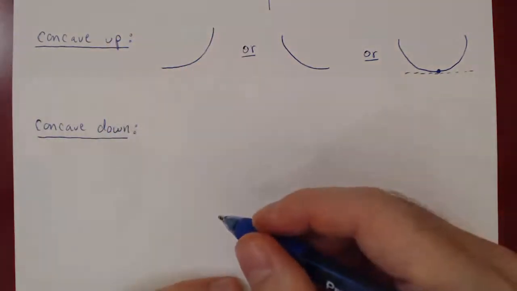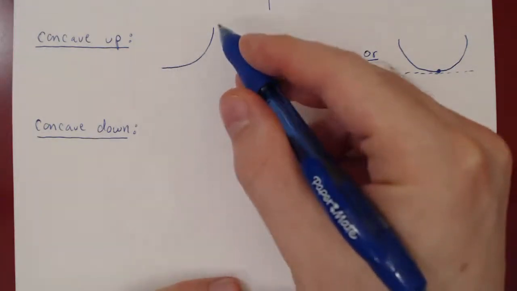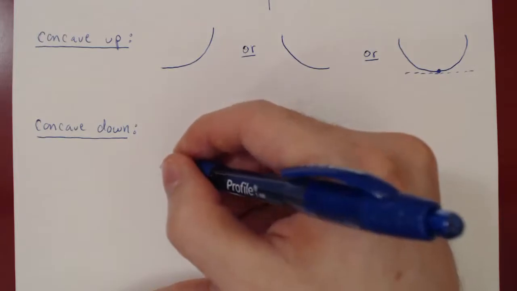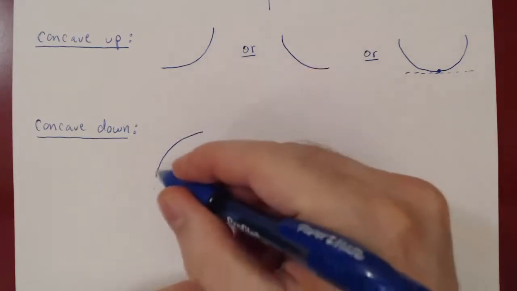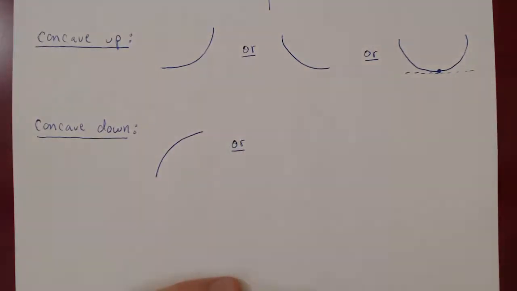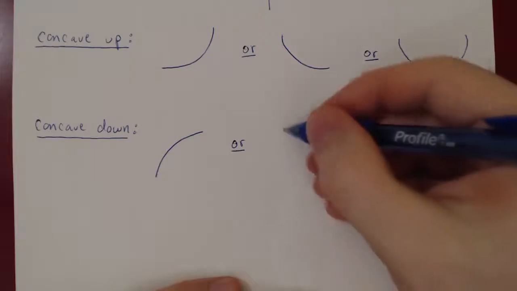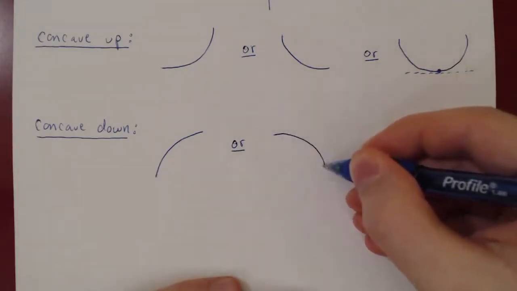So the curve could be concave down and increasing. You see, this is increasing but concave up. Increasing but concave down would look something like this. This is increasing now but concave down. Or the curve could be decreasing and concave down. So decreasing and concave down.